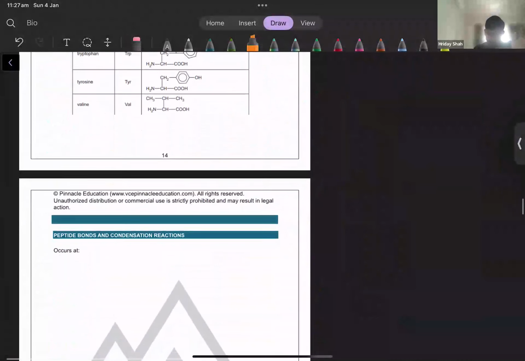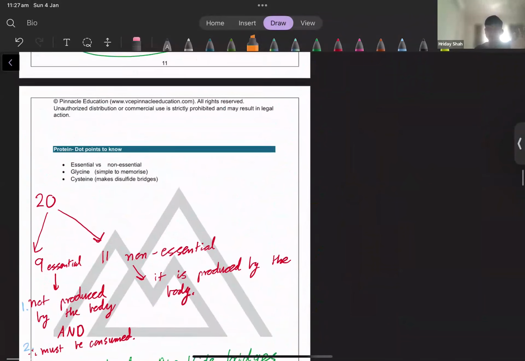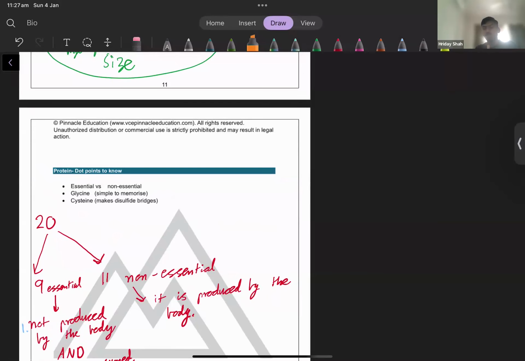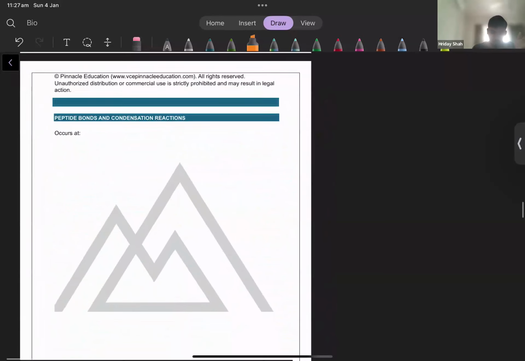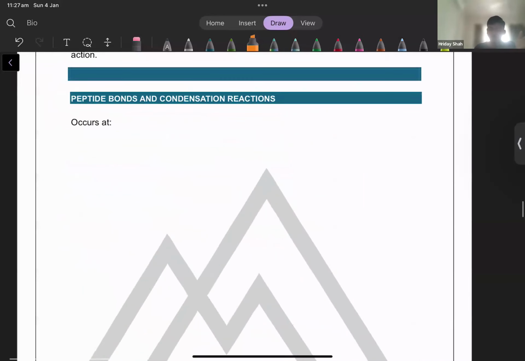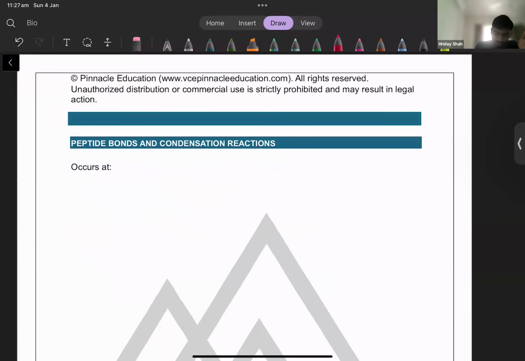So that is our monomer for amino acid. Any questions on that so far? No. Great. Okay.